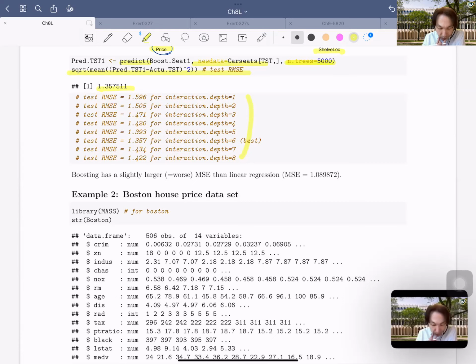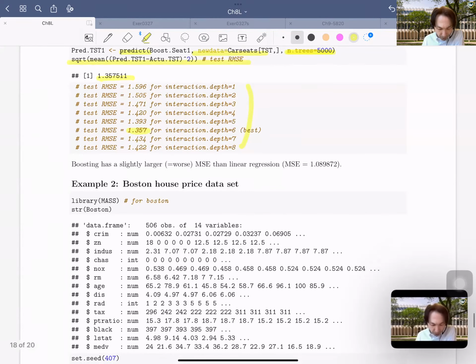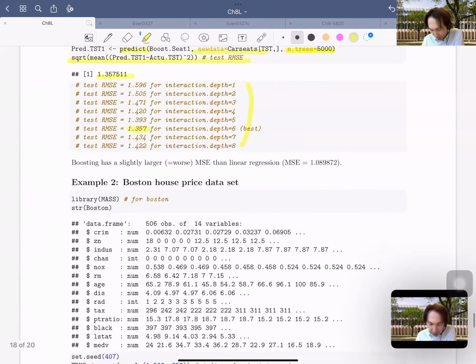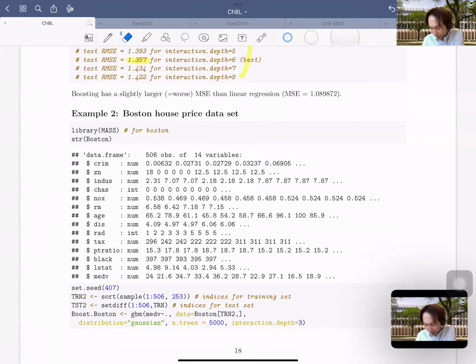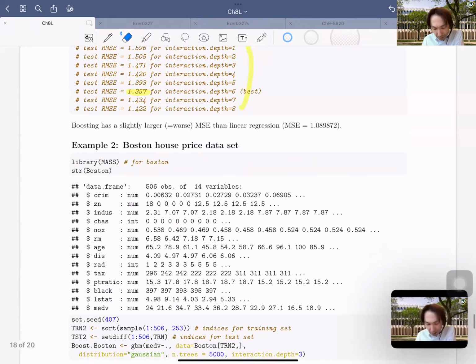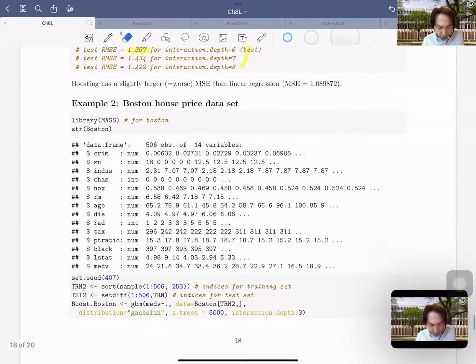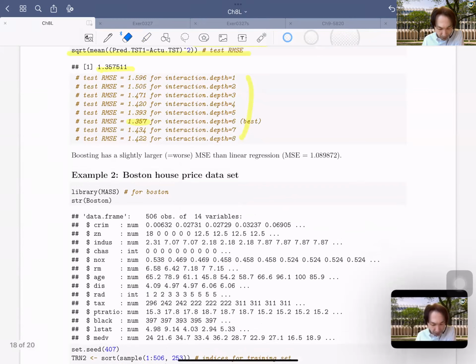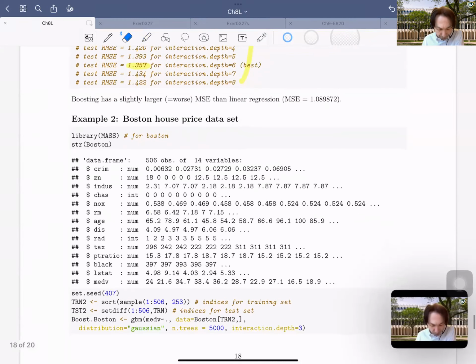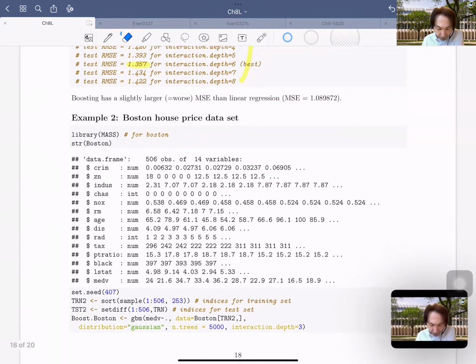Actually, 6 is the best, and the smaller ones work reasonably well, but still 6 is the best. So even though we only have 10 predictors, and the textbook suggests that in general a depth of 1 or 2 is sufficient, in this case 6 is better than 1 or 2. Still, it's worse than the linear regression.